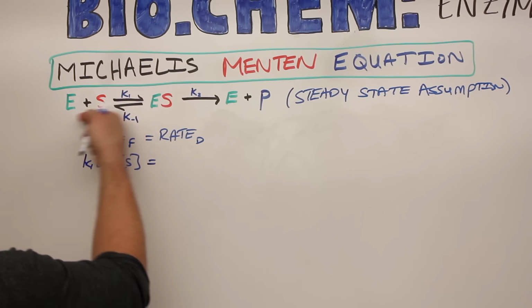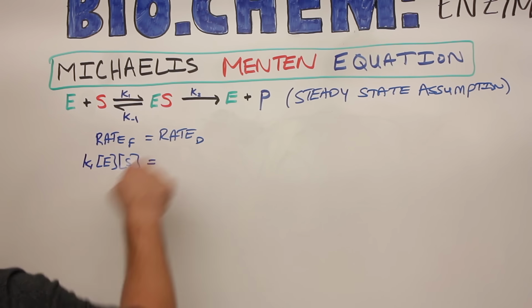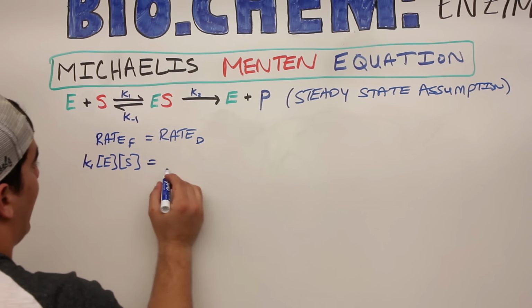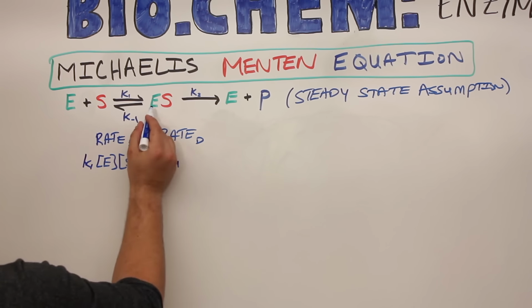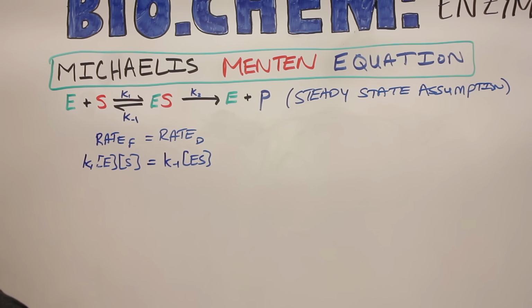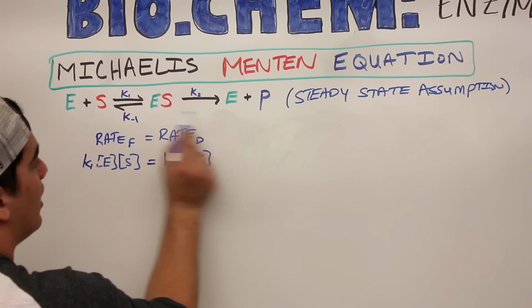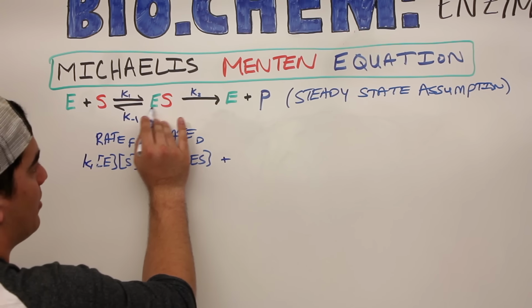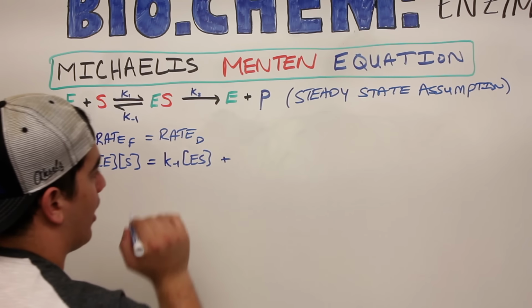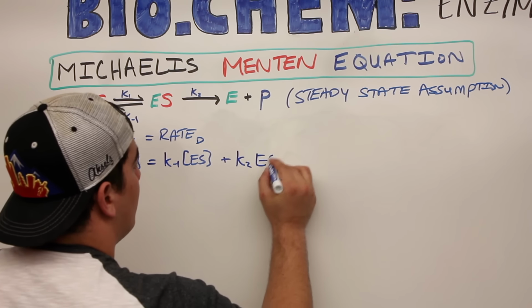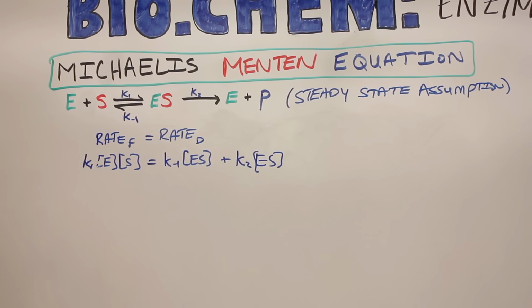With K-1, it's going back to enzyme and substrate. With K2, it's going to enzyme and product. So what can we do here? K-1 times enzyme substrate, because it's acting as the reactant and it's dissociating into enzyme and substrate. What else? K2, so we can add that, because K2 is showing the enzyme substrate breaking down into the enzyme and product. So K2 is going to be times enzyme substrate concentration.